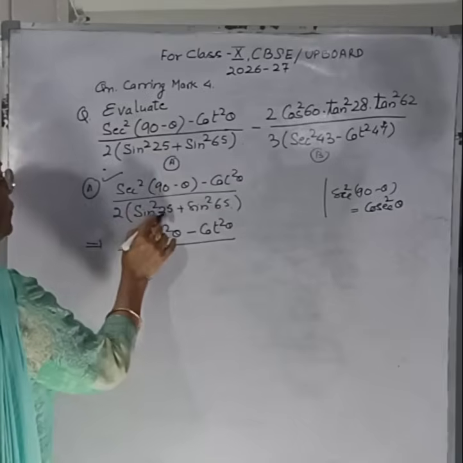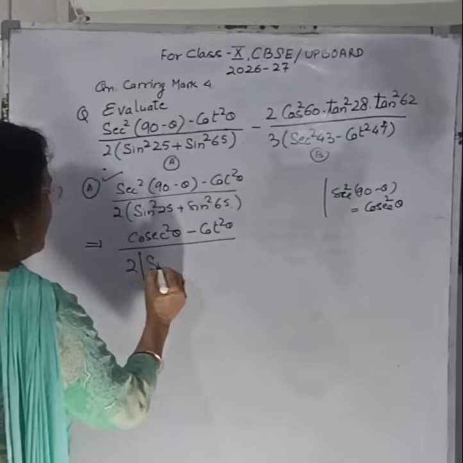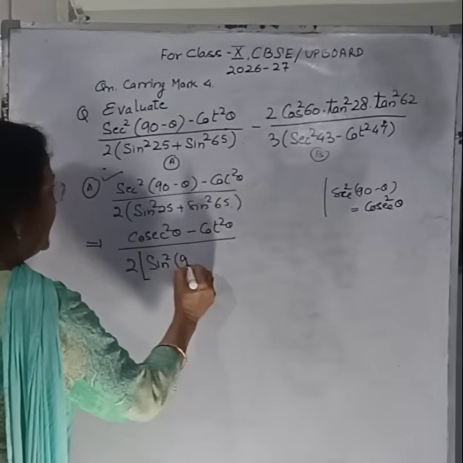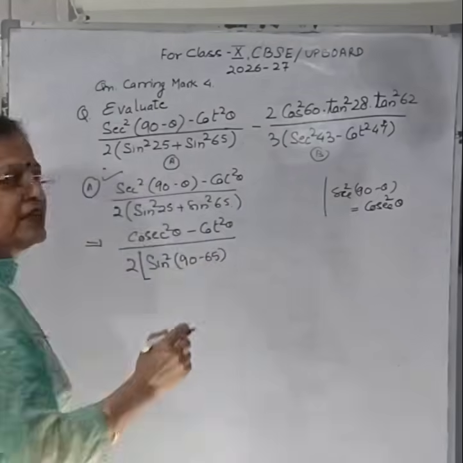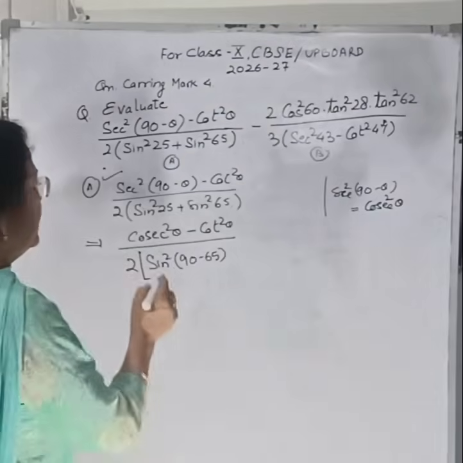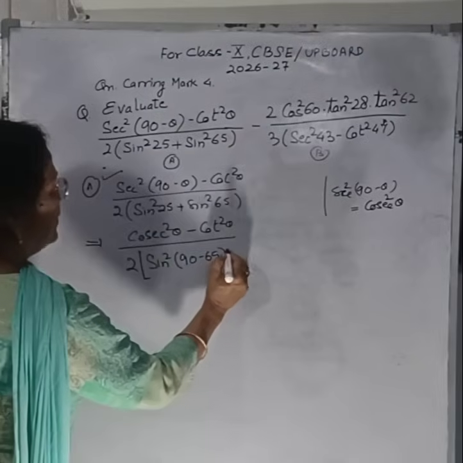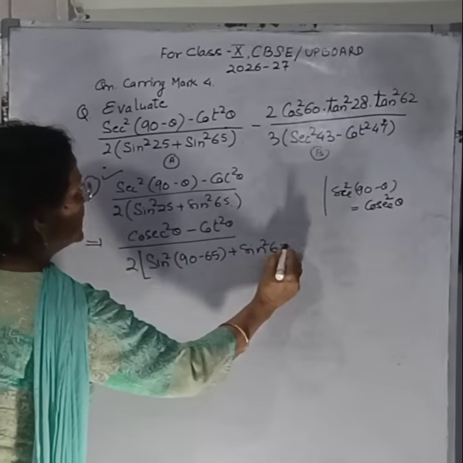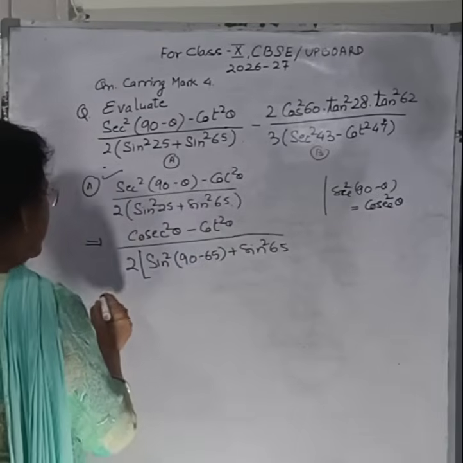This is sin 25. Sin 25 can be written as sin square of 90 minus 65, because 90 minus 65 is equal to 25. So in place of 25 we have replaced this 90 minus 65 plus sin 65. We are not going to change it at all because this term becomes in terms of cos, so that will get cancelled.